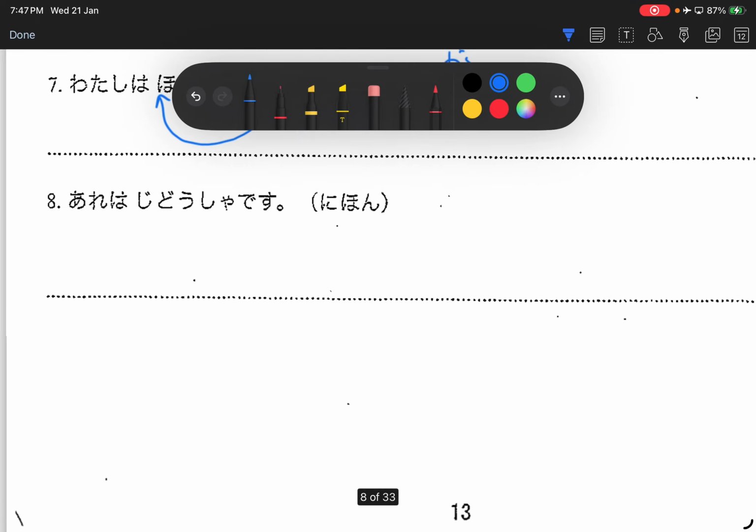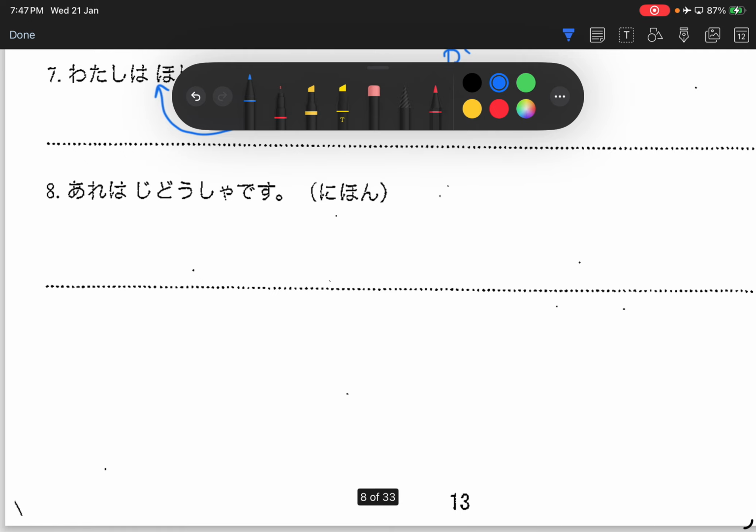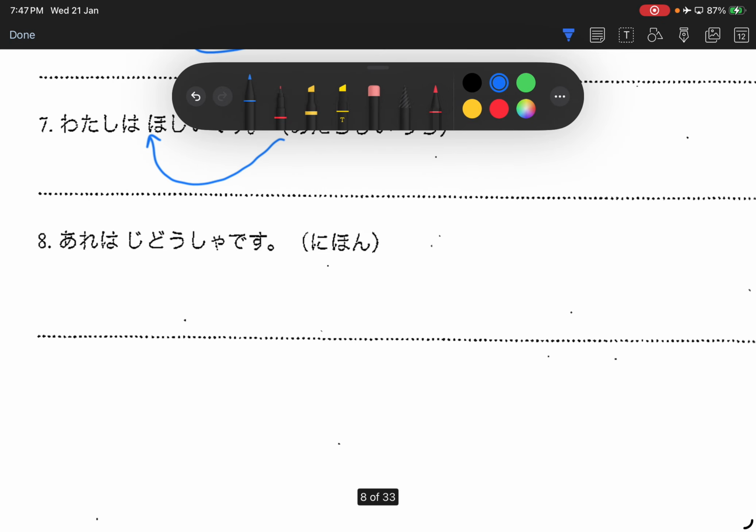Okay. Number 8. あれは自動車です。Bracket 日本。This is a tricky one. So, I don't know if I'm correct. あれは日本が自動車です。Okay. Good try, but we are not using ga here. Why don't we use ga? Because do you see any words that can mean something that you want, something that you can hate, something that you can like? No, right?